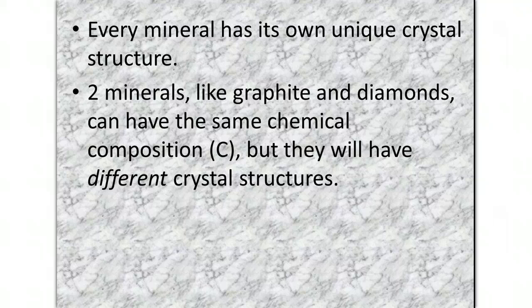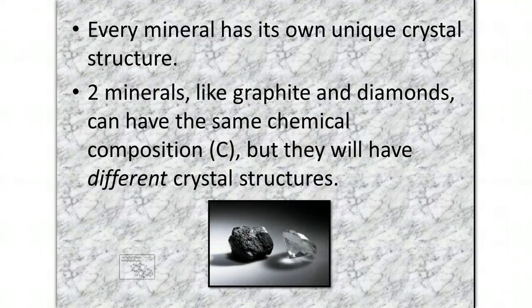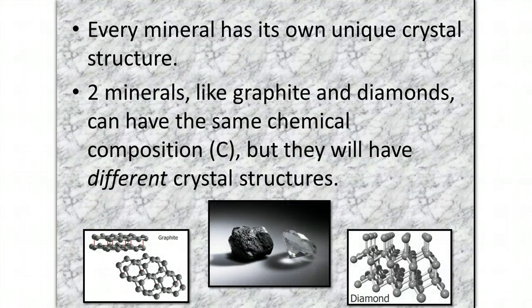And so girls, which would you rather have, the mineral on the left or the mineral on the right? So the mineral on the left is obviously graphite, and the mineral on the right is diamonds. And if you look at the crystal structure, the one on the left is graphite. It has a very distinct crystal structure versus the one on the right, which is a diamond. So they're made of the same thing, but because they have different structures, they look very different.